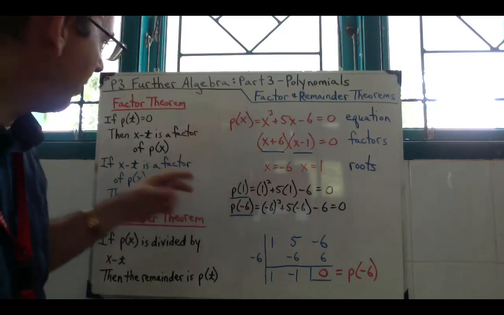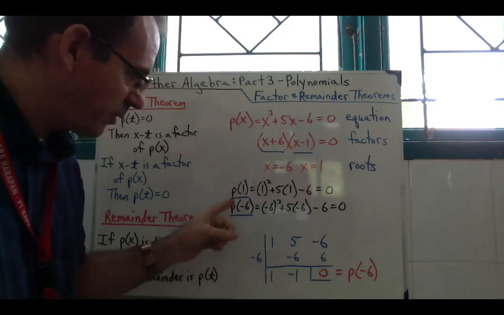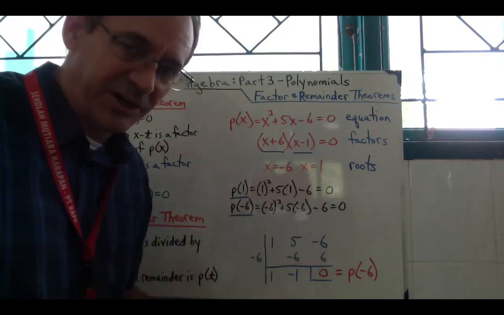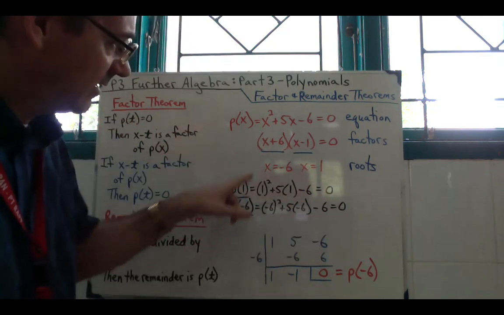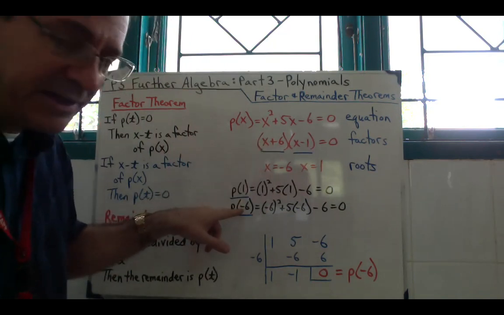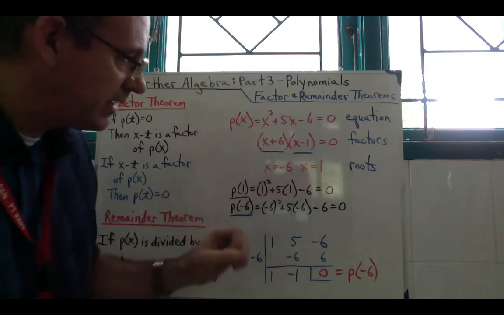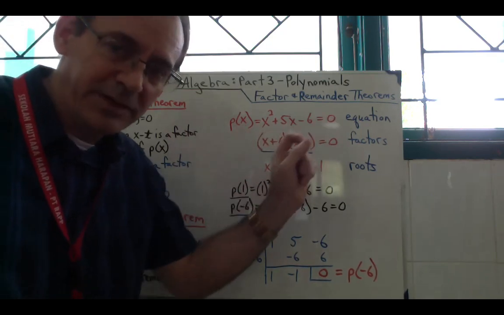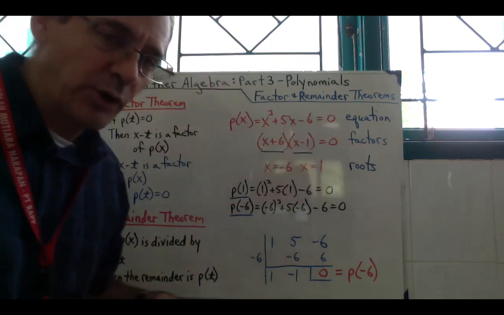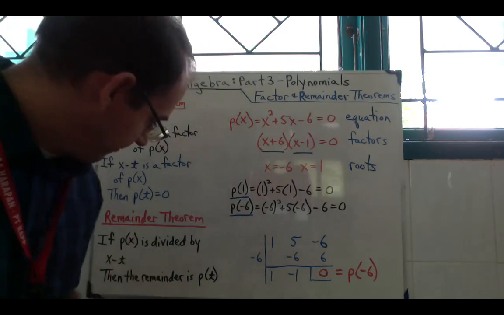And you work the other way, if you evaluate a polynomial for a particular value and get 0, then x minus t, so x minus a negative 6 would be x plus 6 and x minus 1. Those then will be factors of the equation, meaning they divide in equally or evenly.